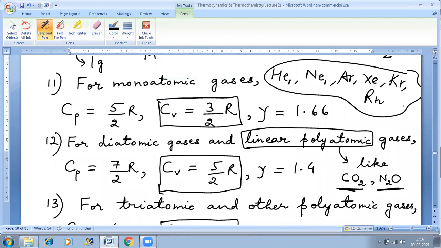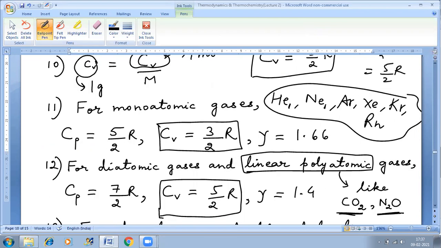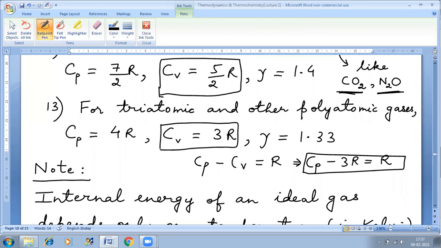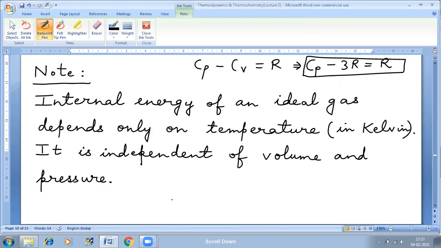So just remember that linear polyatomic gases are carbon dioxide and N2O. CO2 is linear in shape and N2O is also linear in shape. Another important point is this: for any ideal gas, the internal energy depends only on temperature. It does not depend on volume or pressure. So it is independent of volume and pressure. So internal energy of an ideal gas depends only on temperature.